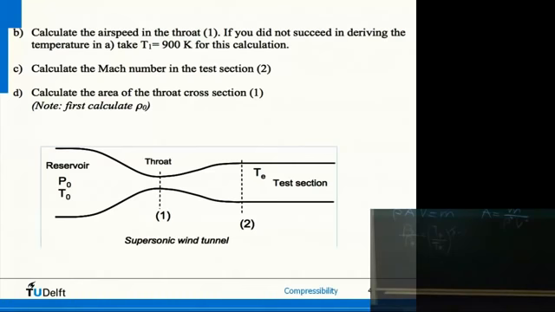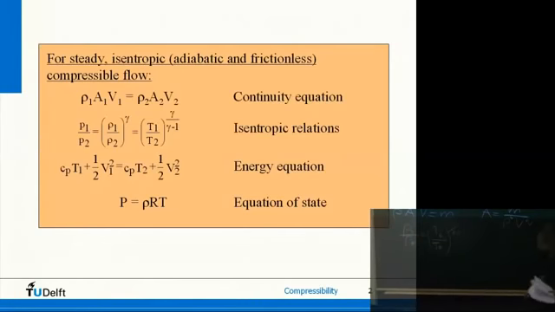No, this is fine. The gamma is with the pressures. Sorry, I made a step. So rho 1 over rho 2 to the power gamma is equal to T1 over T2 to the power gamma over gamma minus 1. What I did is I took the gamma root of this. If I had taken the pressure, of course it's true, but I'm looking for density versus temperature.